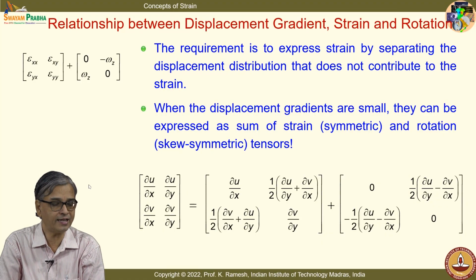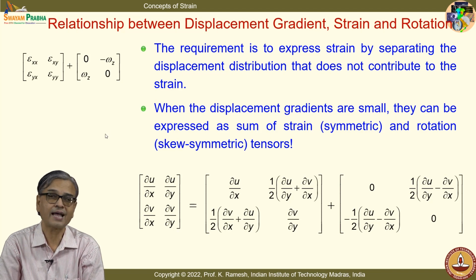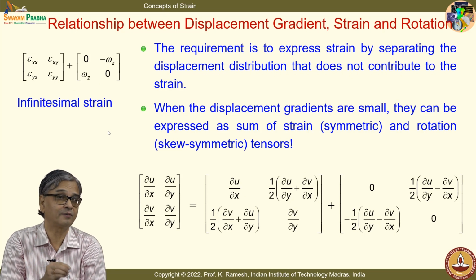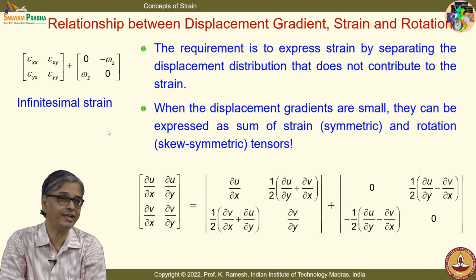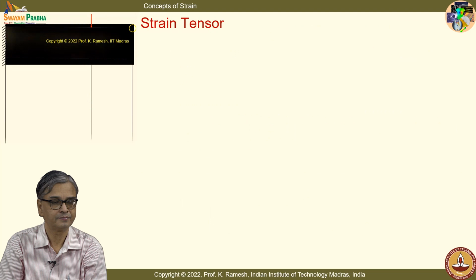So, I can look at the displacement gradient as the sum of the strain tensor plus the rotation tensor. This happens for infinitesimal strain, and we have already noted strain is a number. It's usually expressed as microstrain, and 1 microstrain is 10 power minus 6 millimeter per millimeter. And we have said it is also expressed as percentages, and 0.1% corresponds to a strain level of 1000 microstrain.